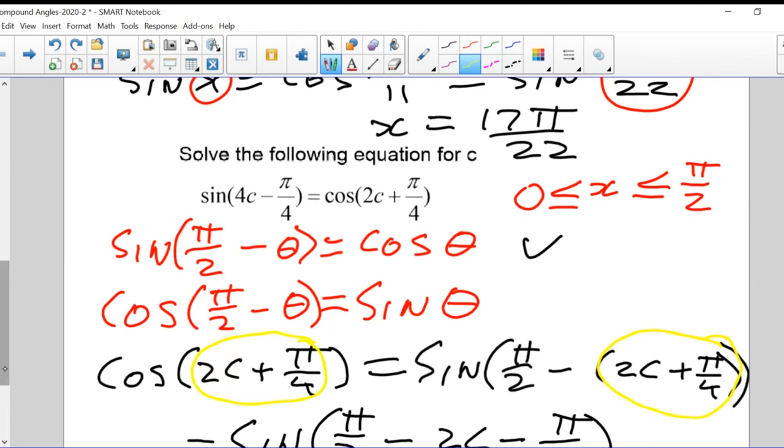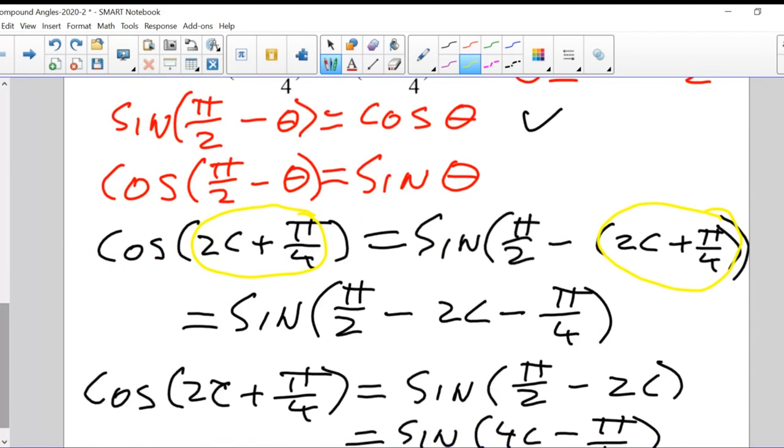I did kind of skip a step a bit. I must admit I did skip a step. This second thing here, pi over 2 minus the 2c plus pi over 4, I'm just simplifying it a little bit. Actually, this is just removing the brackets, since I'm minusing the 2c and I'm minusing the pi over 4. Both of these two things are being minused.